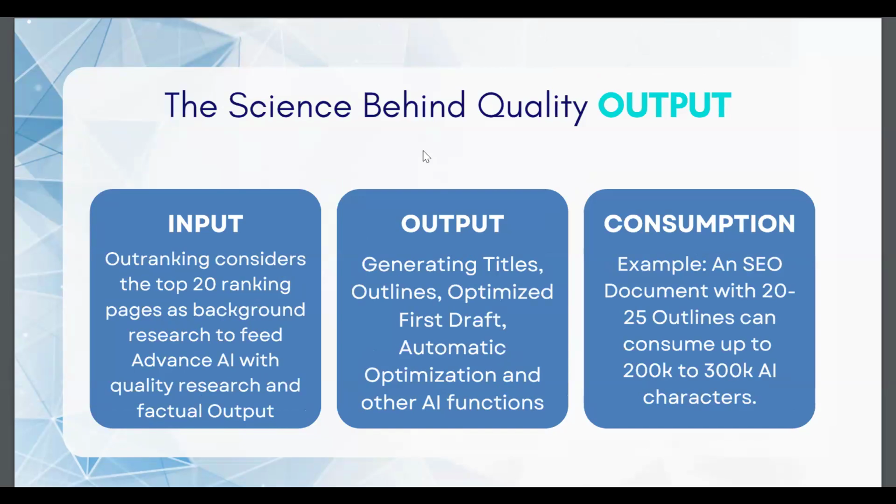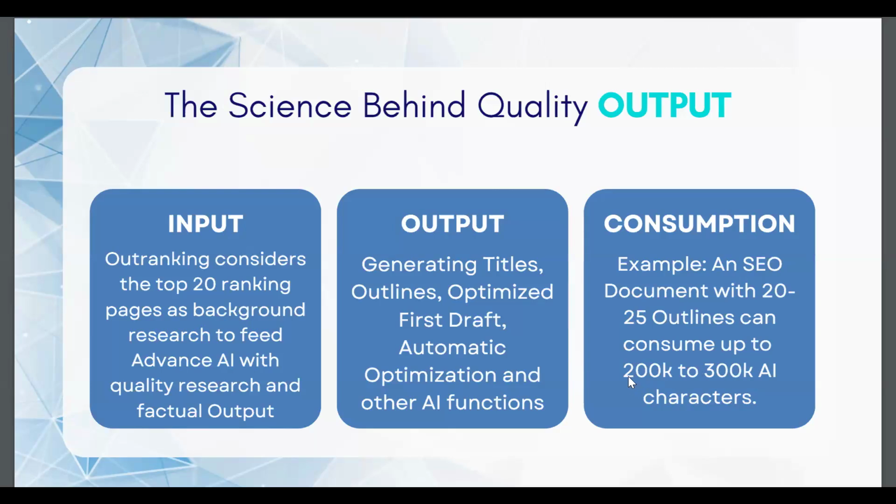Is there ever a problem with hallucinations in Outranking? I'm primarily asking for the purpose of writing medical type articles where you would not want false information in the article. Absolutely. That is why we have custom background research. So look into the top 20 pages, remove everything that you don't like, which does not have good information. Keep your background research so neat and clean that the output that comes out is absolutely fantastic and factual. So that is very important.